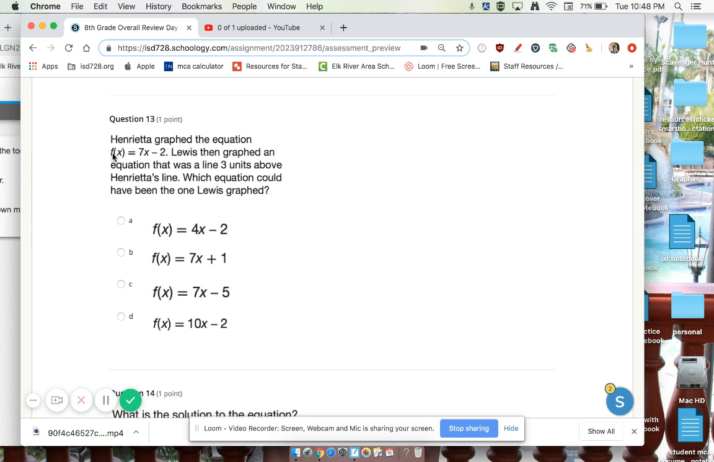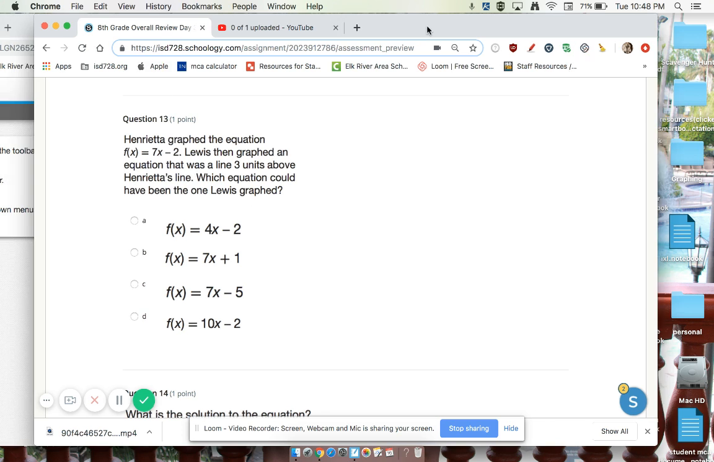graphed the equation f of x. Remember, that's the same as y equals 7x minus 2. Lewis then graphed an equation that was a line 3 units above Henrietta's line. Which equation could have been one of Lewis's graphs?